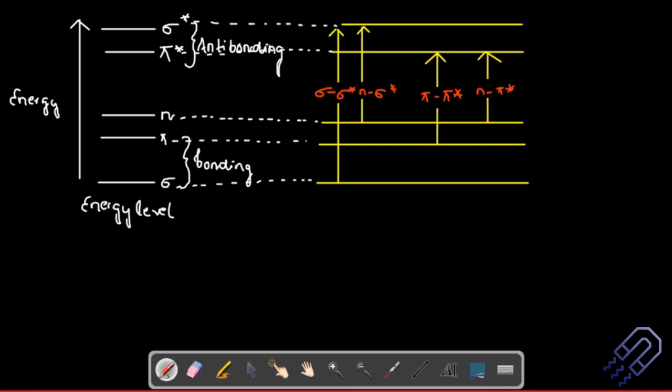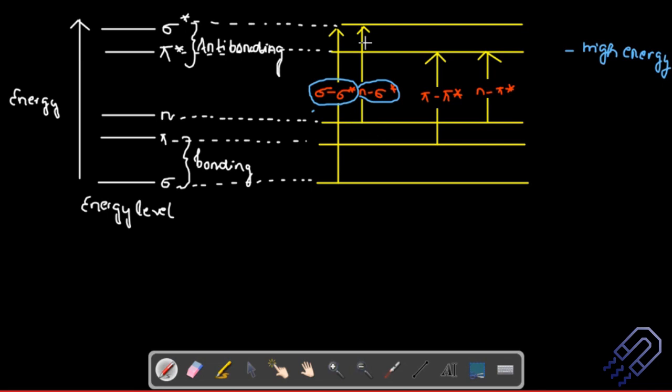Now 2 of these transitions are something which I said will actually involve a high energy. First one was sigma to sigma star, which will involve some high energy, and another is n to sigma star. So these 2 will actually involve high energy. By this color I am talking about high energy.